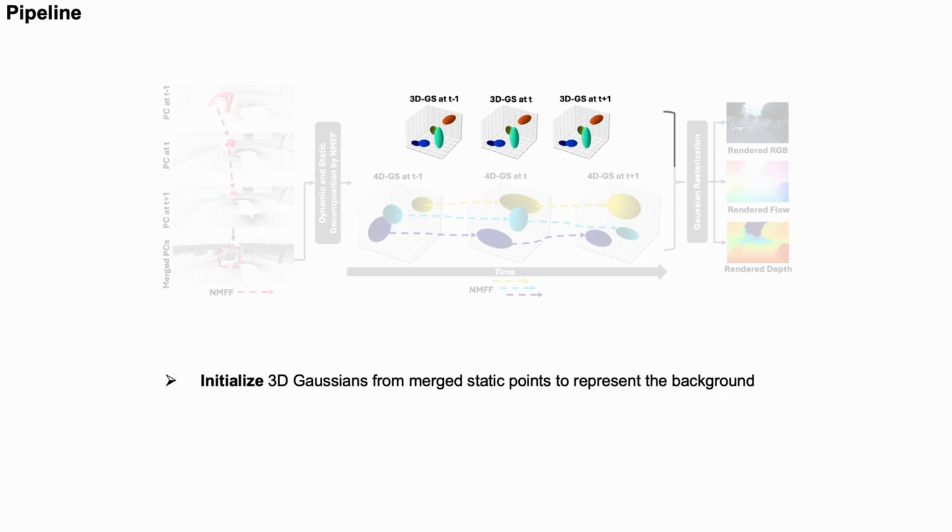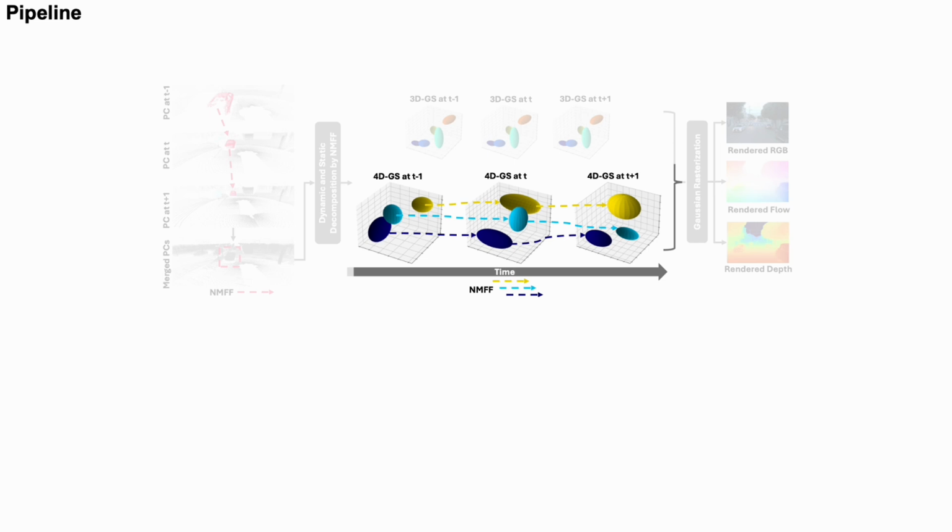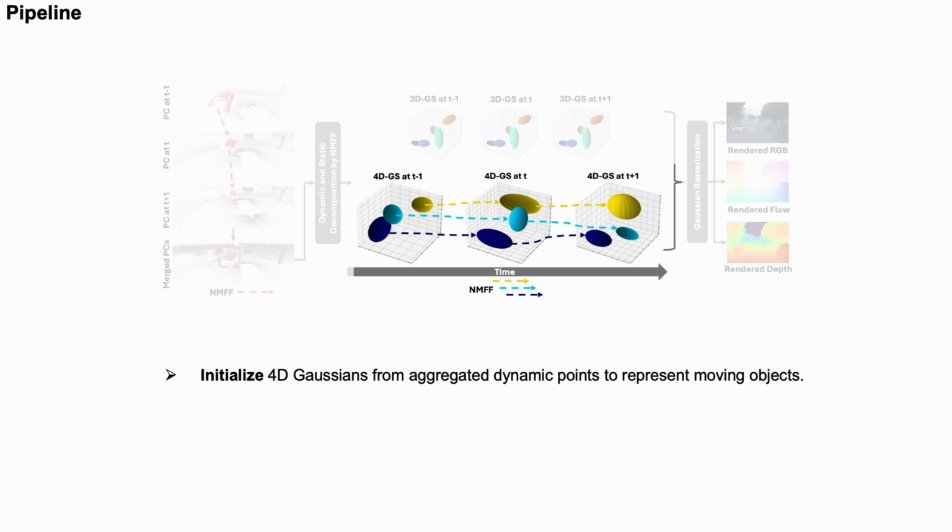The 3D Gaussians are initialized using the merged static LiDAR points. We represent dynamic objects in the driving scene using 4D Gaussians. These 4D Gaussians are initialized from dynamic LiDAR points that have been aggregated into a reference frame, improving density and completeness of dynamic object representation by combining observations from multiple viewpoints over time.